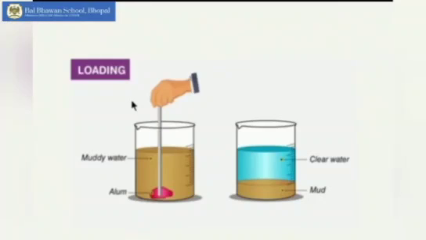Now, how can we increase the rate of sedimentation? We can increase it by the process called loading. In loading, we use a chemical called alum or phitkari, which increases the rate of sedimentation.